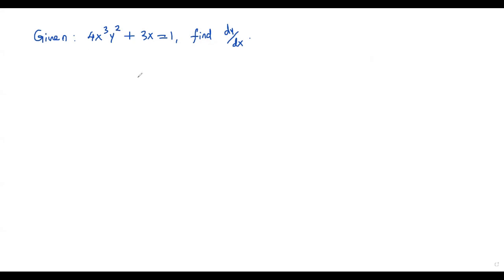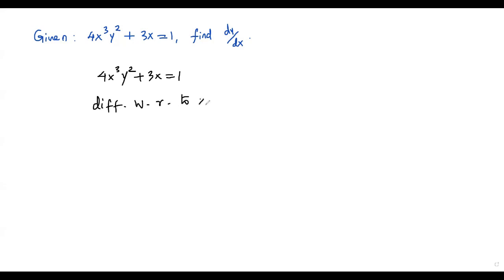Now, let's find the derivative on both sides of the given function with respect to x, because we have to find the derivative of y with respect to x. Let me write the given function as it is. It is 4 times x to the third power y square plus 3x equals 1. So now I'm going to differentiate both sides with respect to x.